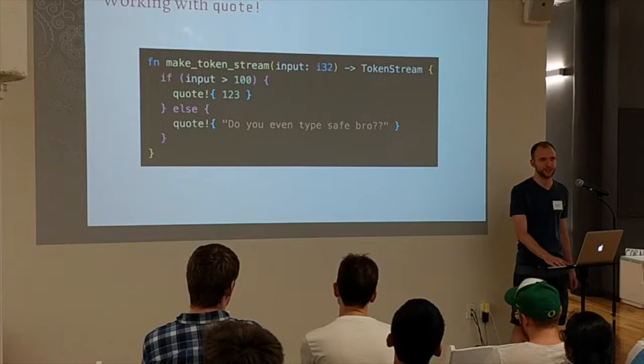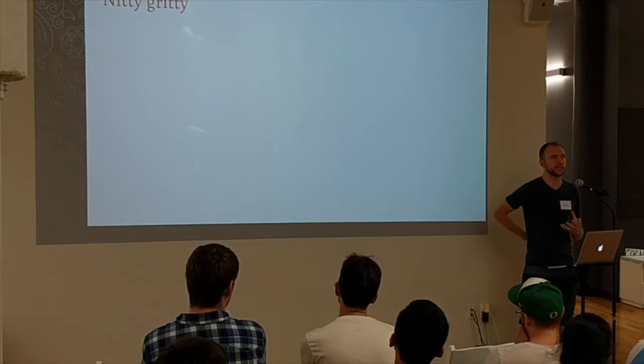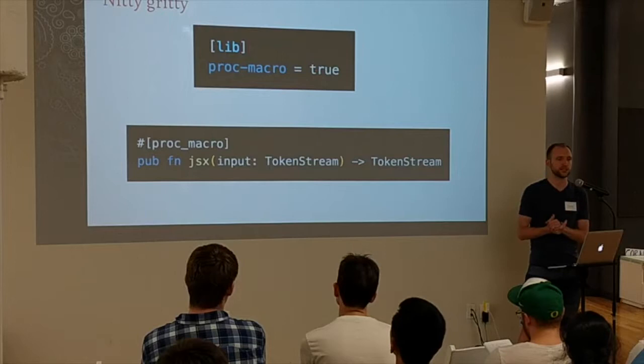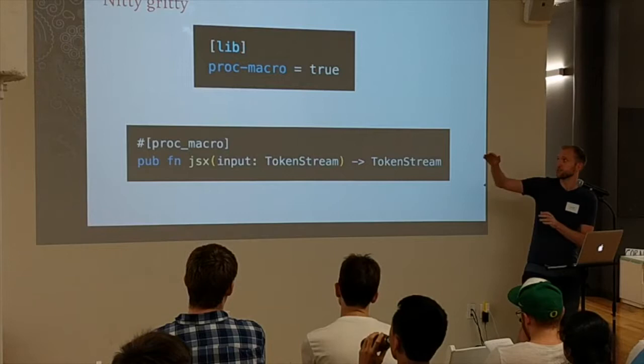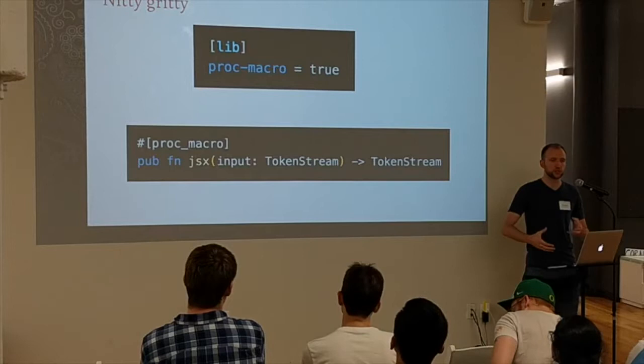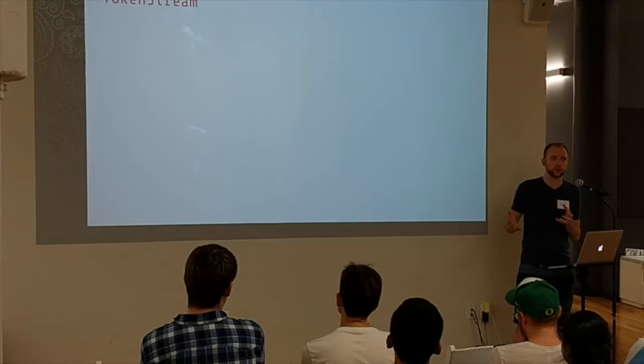All right, so let's get into the nitty gritty of what it actually means to build a procedural macro. Your procedural macro has to live in a separate crate. It has to have, in its Cargo.toml, this lib proc-macro equals true thing, and then the actual function needs to be exported with the proc_macro annotation. The function takes a token stream and returns another token stream. So let's discuss what a token stream actually is.